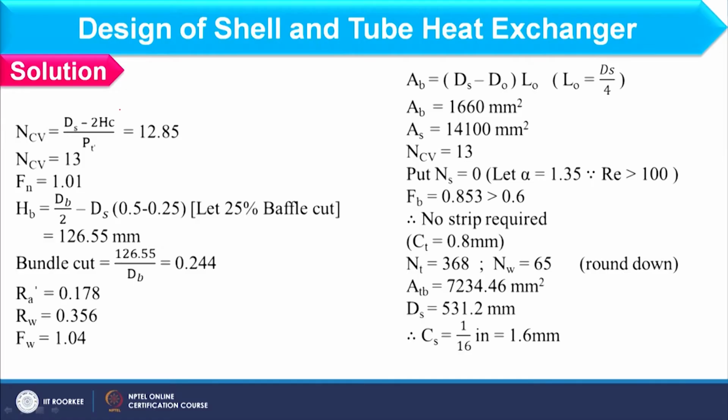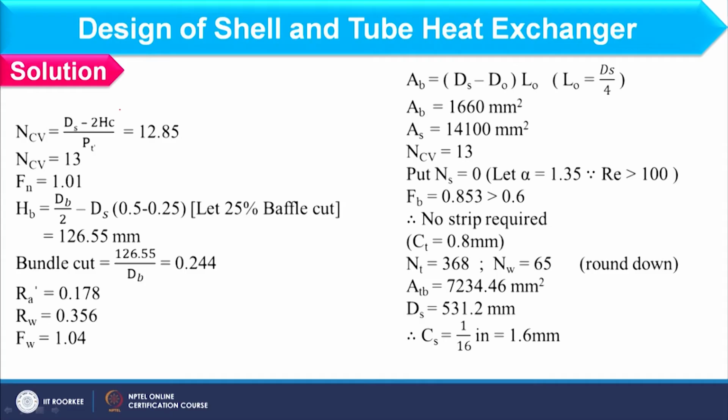Okay. So, to start this, we should first focus on the FN correction factor. So, let us start that. As far as this FN correction factor is concerned, this will depend on the NCV value, because Reynolds number in shell side is more than 2000, right. So, we have to find out the FN value from the graph, which will be based on the NCV value.